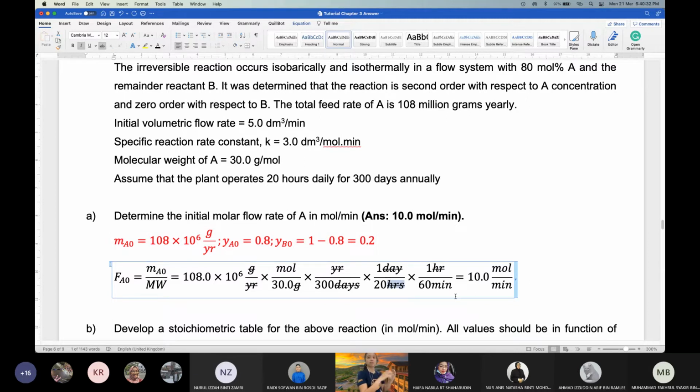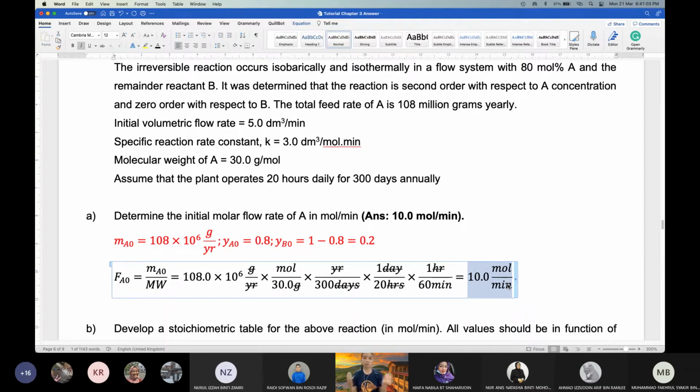So basically it means my mass flow rate divided by molecular weight, times the conversion factor from year to day because of the plant limitation, multiplied with another conversion factor from day to hour because my plant only works 20 hours per day. Then convert from hours to minute, the conventional one, 1 hour is 60 minutes. Then only you get your final FA0 as 10 mole per minute.